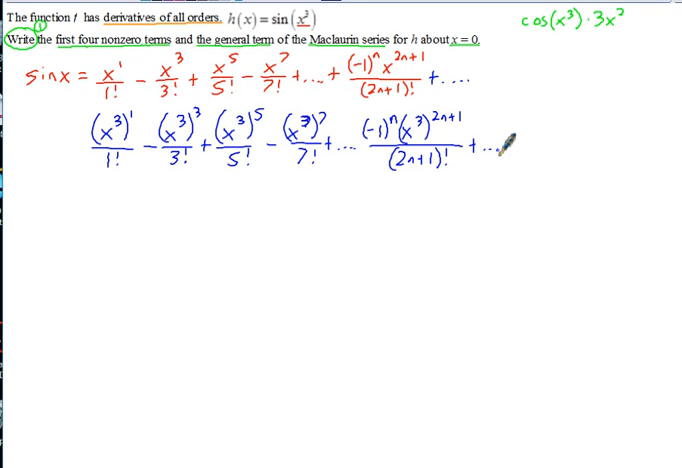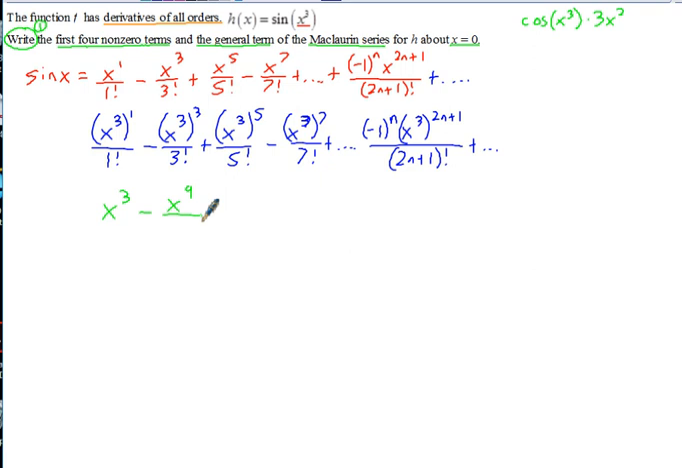Plus dot dot dot, and then if we simplify that, here's our first 4 non-zero terms. So x cubed to the first is just x cubed divided by 1 factorial. So it's just x cubed minus, remember we have an exponent to another exponent, you multiply them, so that'd be x to the 9th over, now you could work out 3 factorial.